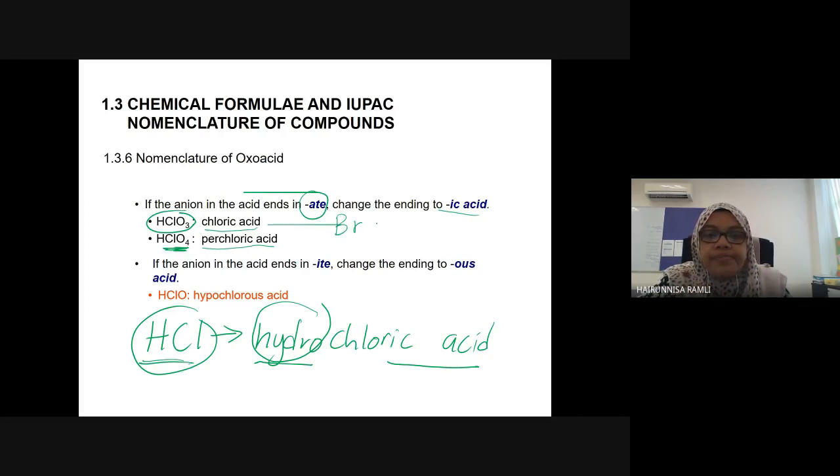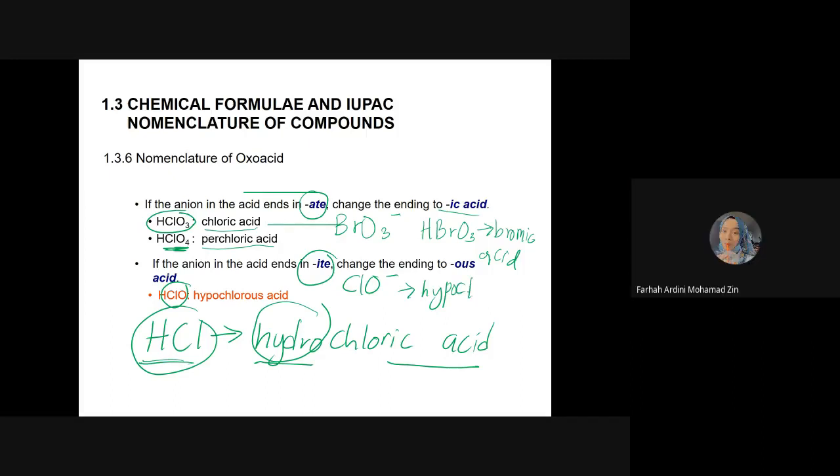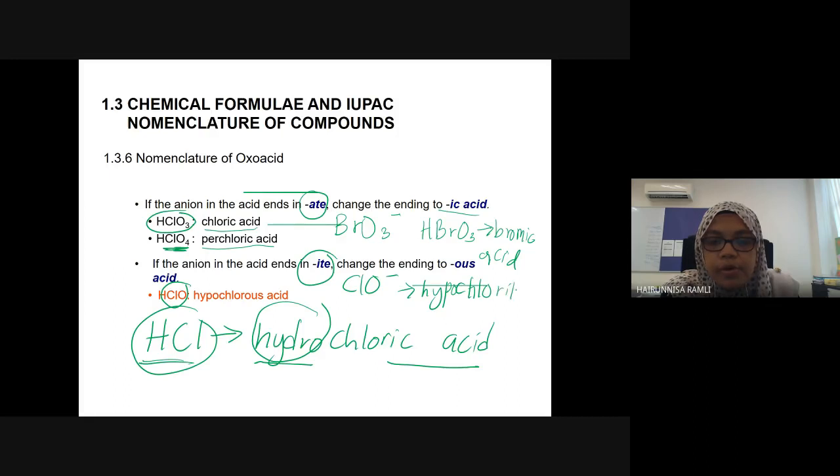Another example. We have BrO3, this is bromate ion. If it becomes an acid, HBrO3, it will become bromic acid. It's simple. For those ions that have the ATE ending, change to IC acid. And for those ending with ITE, for example HClO, ClO is hypochlorite ion. So ITE ending changes to OUS, hypochlorous.